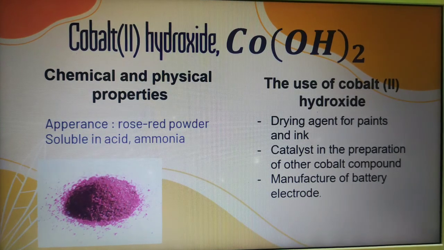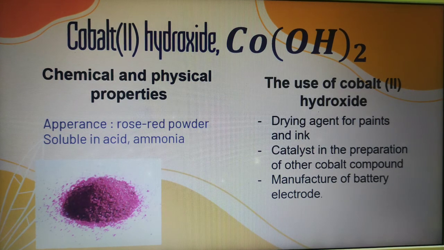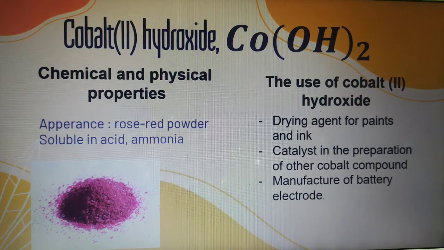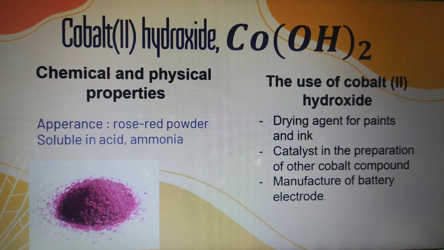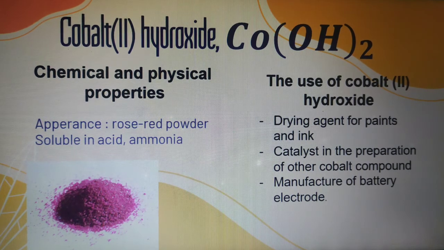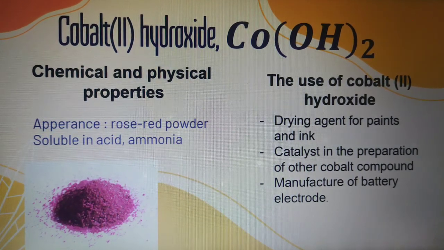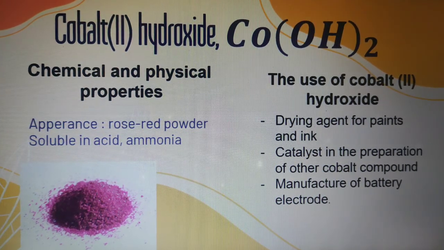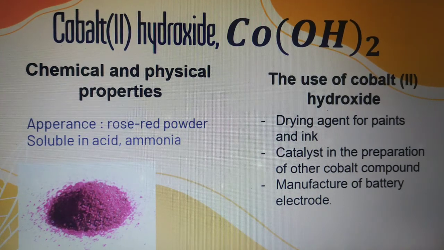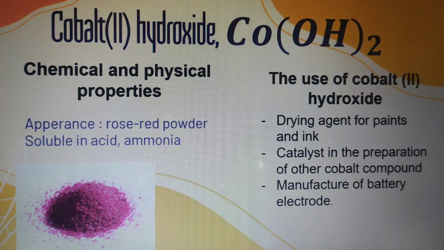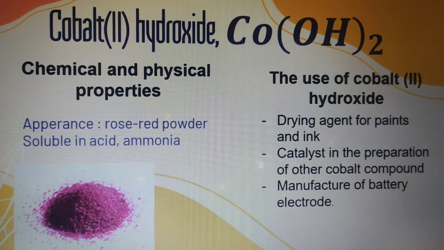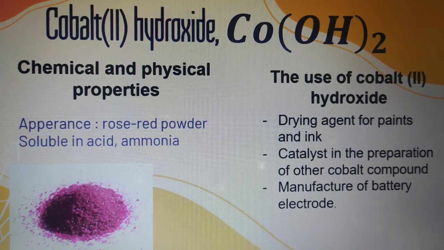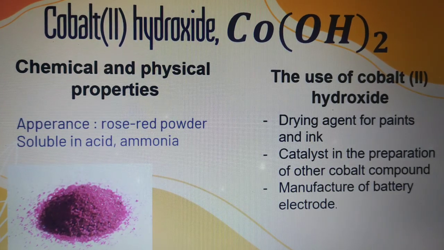Lastly, we have cobalt 2 hydroxide, which has the molecular formula Co(OH)2. The chemical and physical properties of this compound: it appears as a rose red powder, as in the picture below, and it is also soluble in acid and ammonia. The use of cobalt 2 hydroxide is as a drying agent for paint and ink. It is also used as a catalyst in the preparation of other cobalt compounds and in the manufacture of battery electrodes.